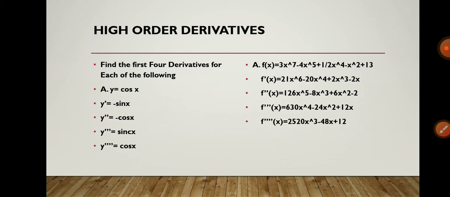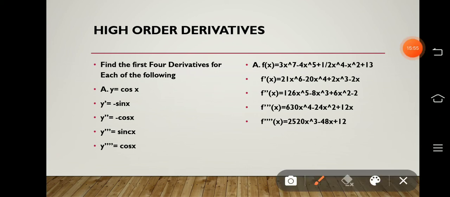So the third prime of x equals 630x raised to the 4th minus 24x squared plus 12x. The fourth prime of x equals 2520x cubed minus 48x plus 12. So what is the final answer? As well as the first given. It's simple if you do it that way.